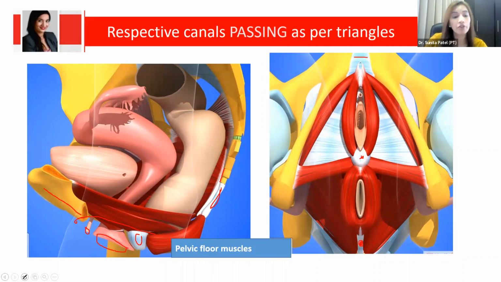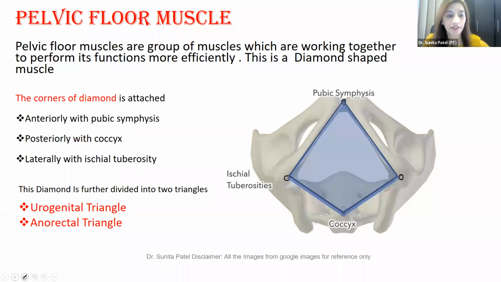Yes. So now we are going to start the day with the pelvic floor. Pelvic floor muscles are a group of muscles which work together to perform their function more efficiently. If I tell you to do Kegel, a pelvic floor contraction, in your brain the whole muscle will come and you will try to contract the complete muscle. These muscles can work as a team to create very good, strong, upward contractions.